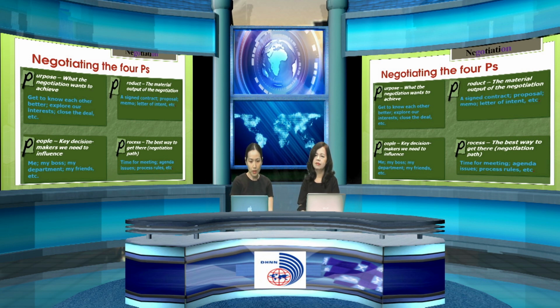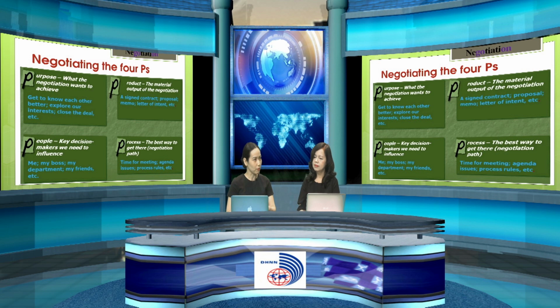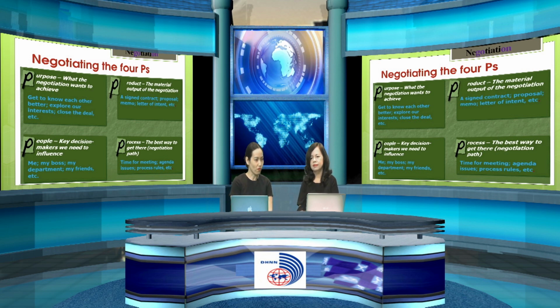The next P is the process. The process in this case means the ways that help you to achieve the outcome of the negotiation. And the last P, which is very important, is people. People in this case refer to key decision makers, okay?